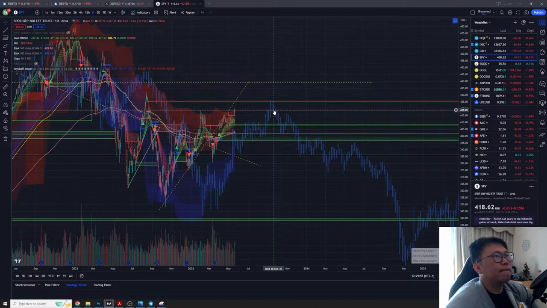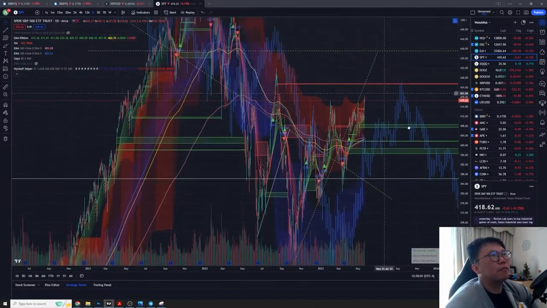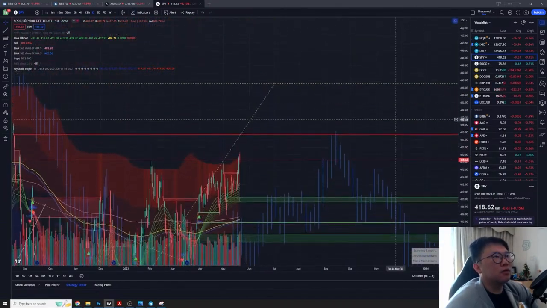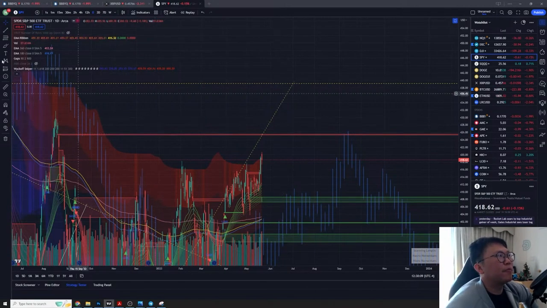It's at the top. So either it's going to go up and close the gap. See that small gap on top? The red one, about 425. There's a gap, so it's probably going to close that, and then it's going to come down.